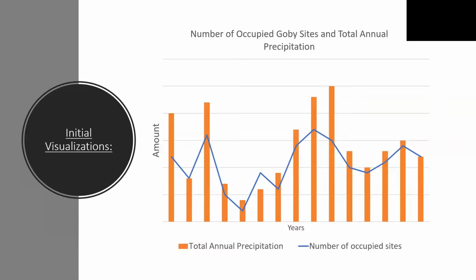This visualization is an example I made up using made up numbers to show how I plan to visually display the data I'm looking at. So I have a trend line representing the total number of sites occupied by tidewater gobies overlaid on a bar graph showing the total annual precipitation. My intention is that this kind of data visualization will show whether or not there is a correlation between tidewater goby populations and other climate-related factors.